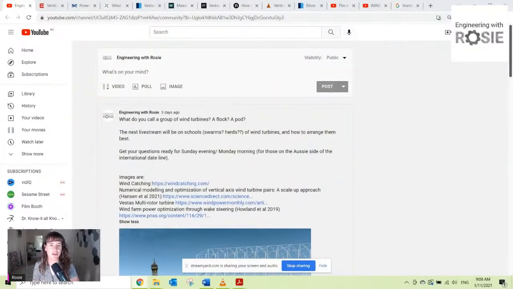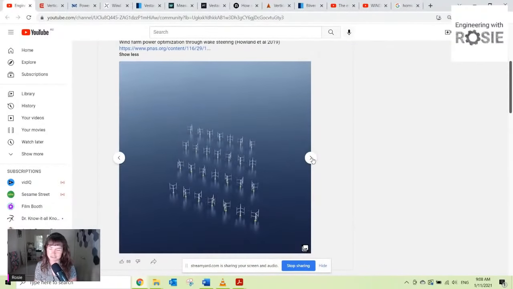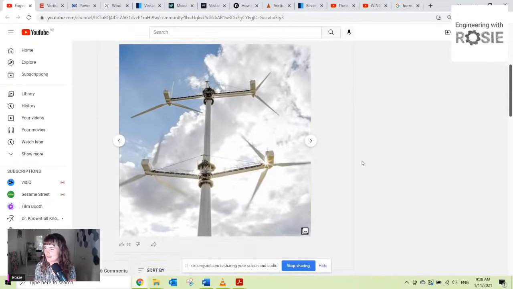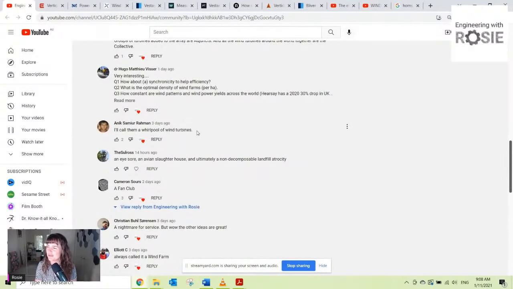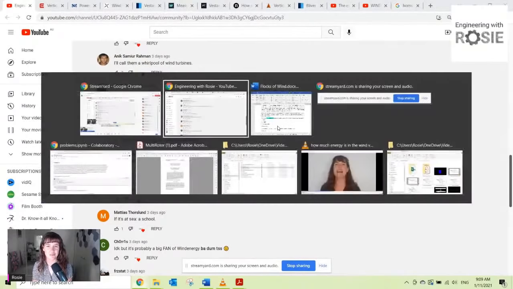So today I'm going to be talking about groups of wind turbines. I made this community post, and I do know that this is called a wind farm, yes, and this is called a multi-rotor. But I was after a more catch-all term for it, and I got some good suggestions, like an array, yes, sure, a whirlpool of turbines. I think that's pretty funny. But I'm such a sucker for a good technology pun. So this one from Cameron Sowers, a fan club, definitely won the day for me. So from now on, I think we should all call groups of wind turbines a fan club of wind turbines.